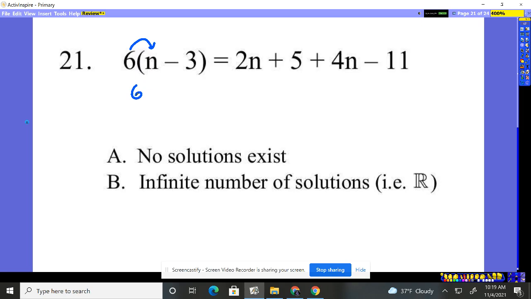6 distributed through gives me 6n. 6 through there is minus 18. Over here, 2n and 4n is that 6n. Gain 5, lose 11. That means you've lost 6.